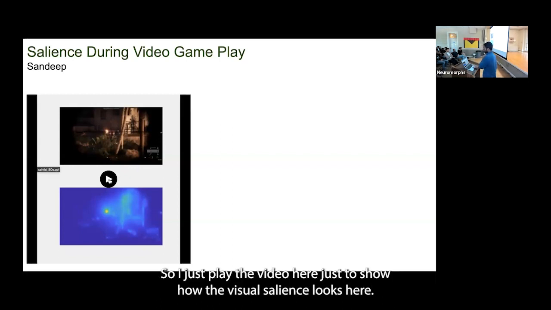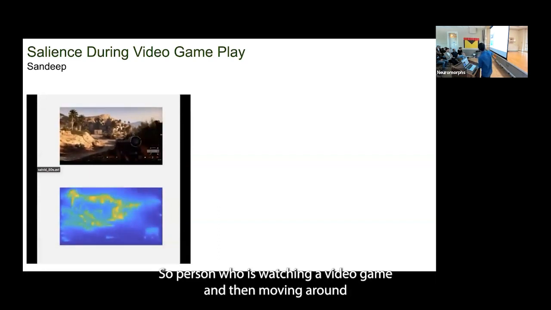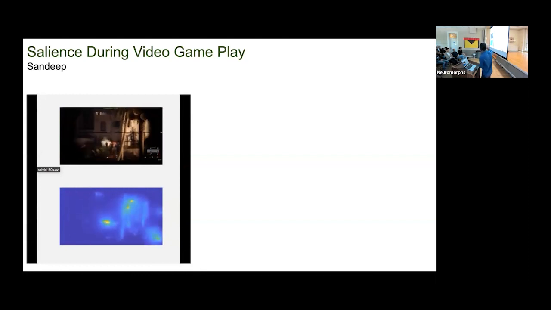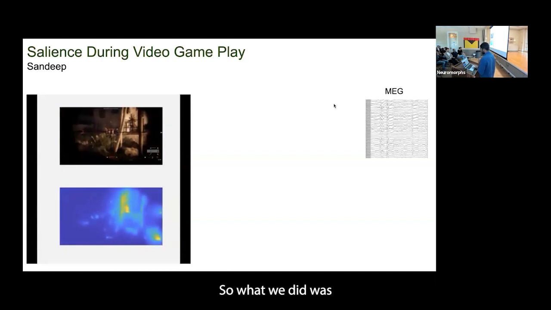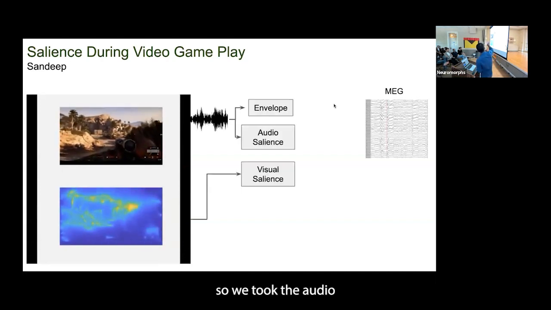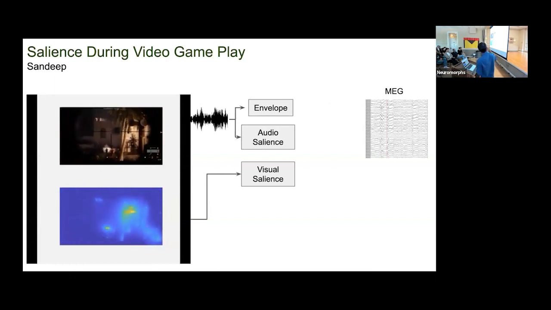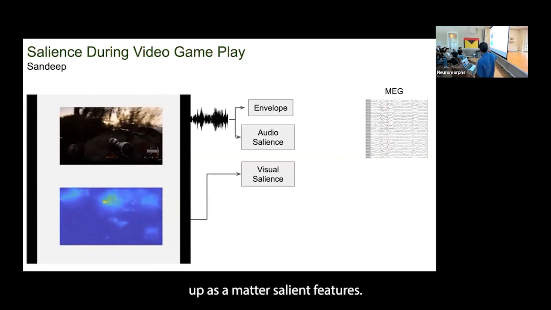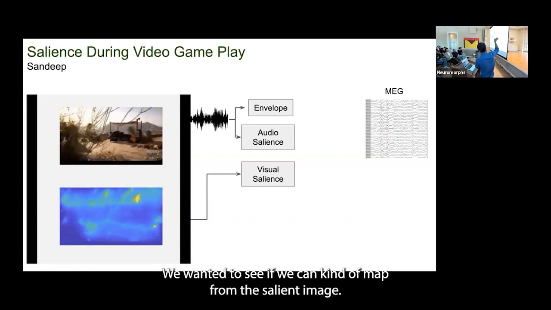So I'll just play the video here just to show how the visual salience works. The person is just watching the video game and they're moving around, and you can see in the heat map which are the salient objects as compared to the model. So what we did was, we took the audio and we also extracted something like salience from audio, and so we have this set of envelope as well as salience features. We wanted to see if we can map from the salience to the MEG.